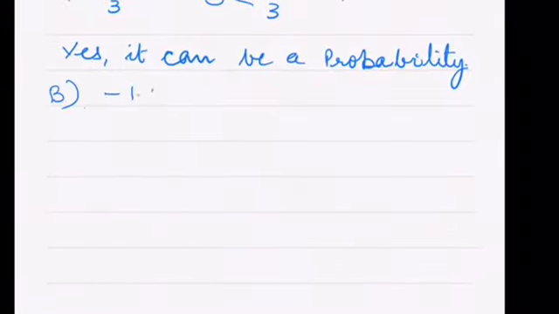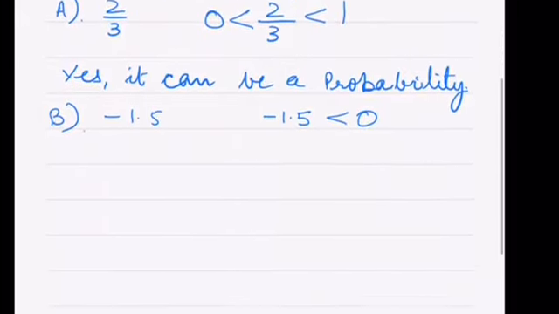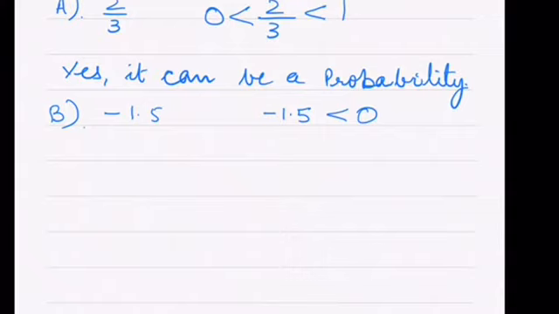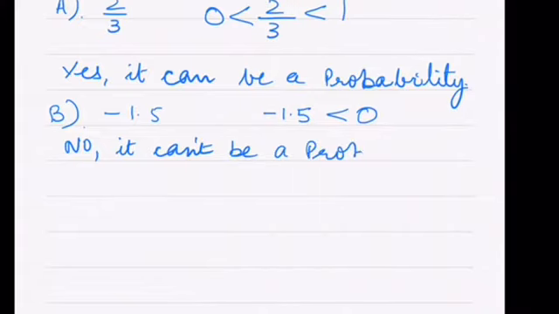Okay, now second part, so my B part. B part says minus 1.5. So minus 1.5 is less than 0, right? So it is not satisfying my condition, so I can say no, it can't be a probability.